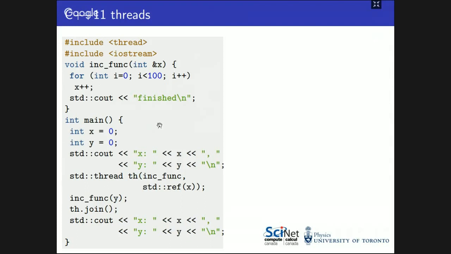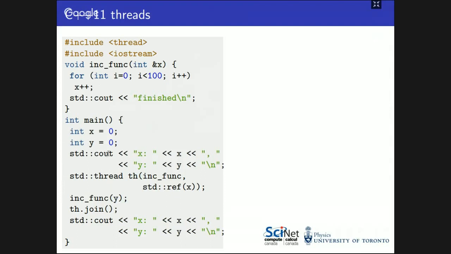And with C++11, we actually don't really need them except for very special cases, because it comes with its own threaded library. But it works very, very similarly. It's just a little bit more streamlined. So here's again an increase function that increases an integer 100 times and prints finished. And here I call it from main.